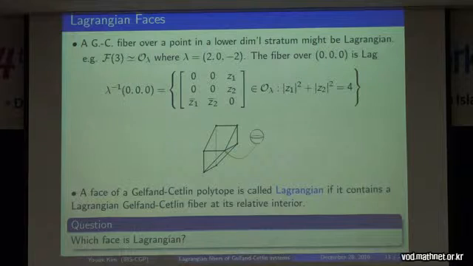and it turned out to be Lagrangian. So this motivates us to define the following notion. A face of the Gelfand-Cetlin polytope will be called Lagrangian if it contains a Lagrangian Gelfand-Cetlin fiber in its relative interior. So a natural question would be which faces are Lagrangian.